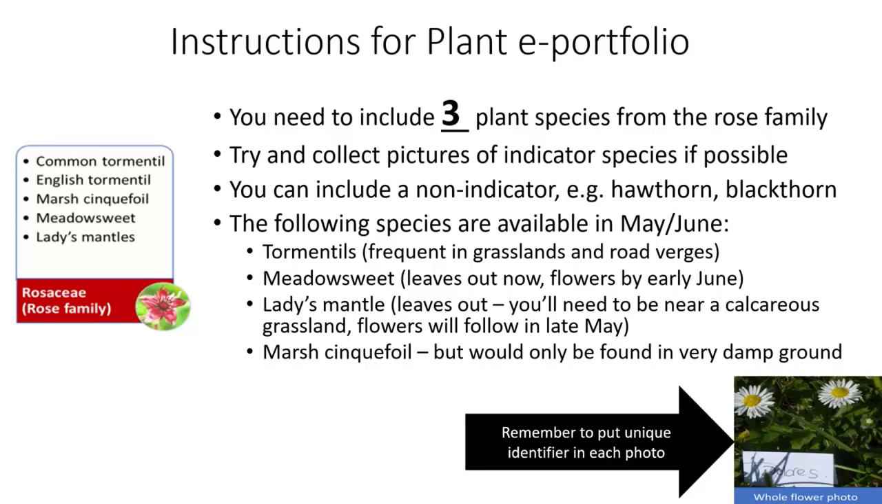Meadowsweet, you need to go to a damp road verge or damp grassland. Lady's mantle, you'd need to be near calcareous grassland, or if you have it in your garden, have a look at that there and you can see the flower. And marsh cinquefoil, only found in very damp grassland, and unless you have that near you, it's not an easy one to find. So I'm asking you to put up 3 members of the rose family.